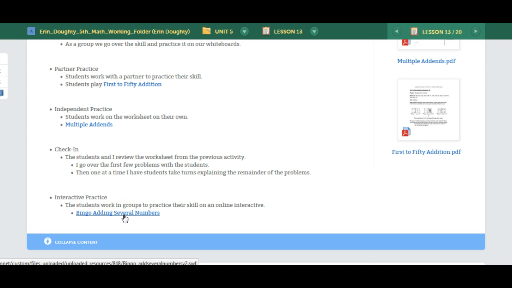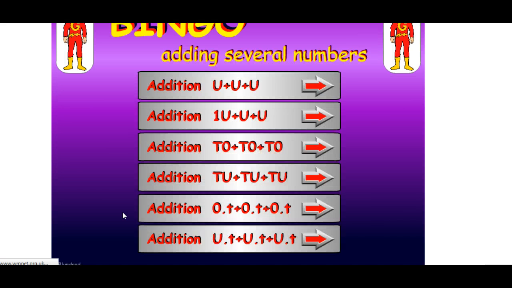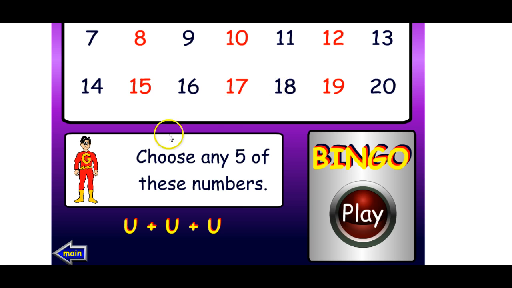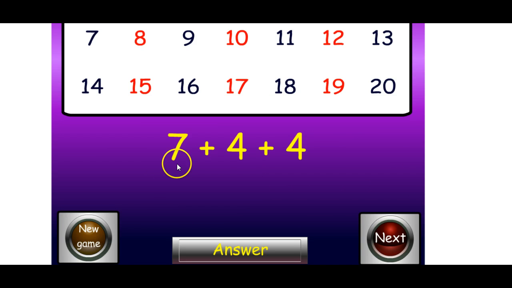The fifth day, the interactive practice is adding several integers, this bingo game, where you can add several integers. It starts out with this one being pretty easy, and the students can do most of this mentally, so this is a good mental practice for adding several numbers.